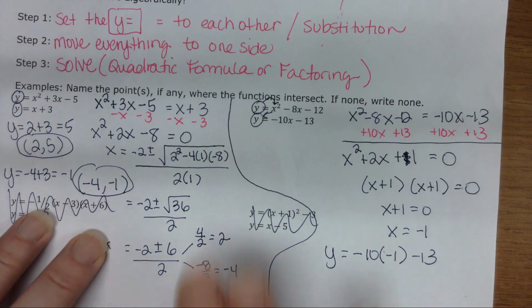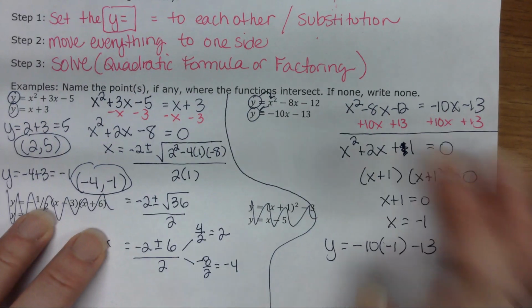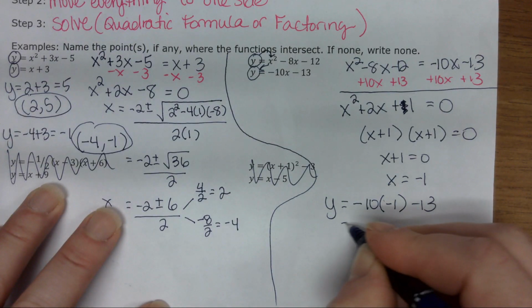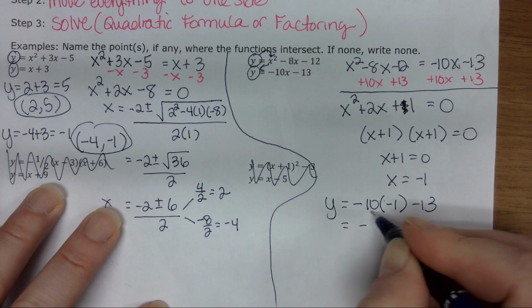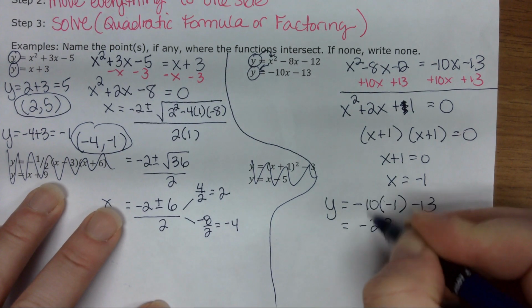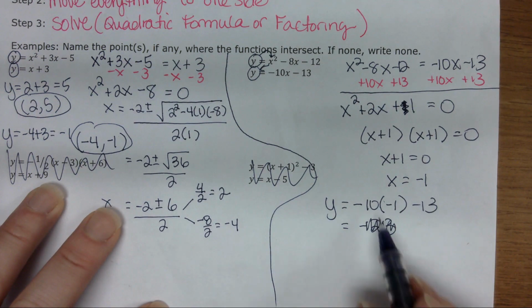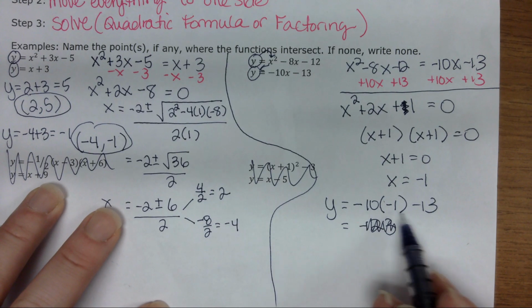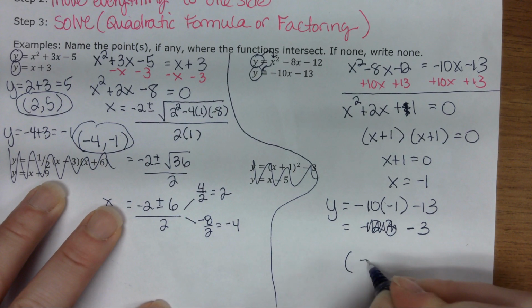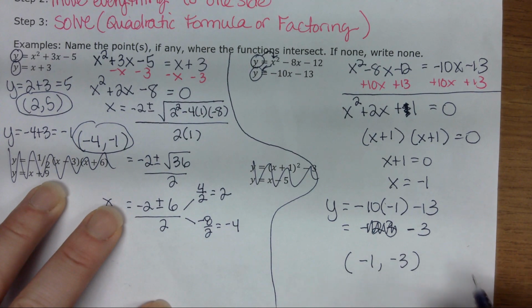Do you want to use quadratic formula on that? Sure. But I couldn't help it. Sorry. Oh, that's a positive 10, isn't it, when I add it? Right? Isn't that a positive 10? 10 minus 13, so that should be a -3. These intersect at one solution, -1, -3.